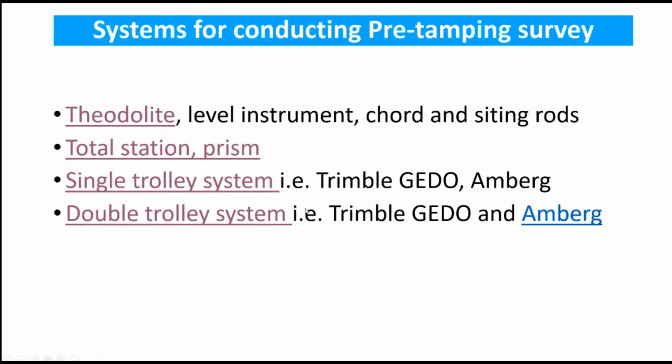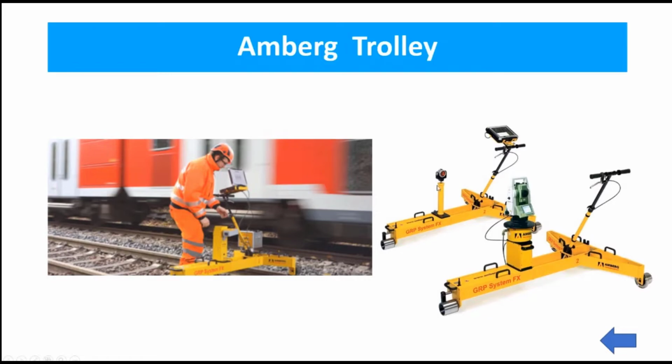There are many companies which are making this system. Trimble, Judo system. Trimble is basically a survey equipment manufacturer. Amberg Trolley is another of this type. The principle is the same: prism trolley as well as total station trolley.